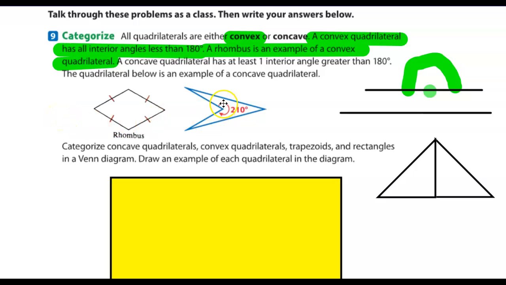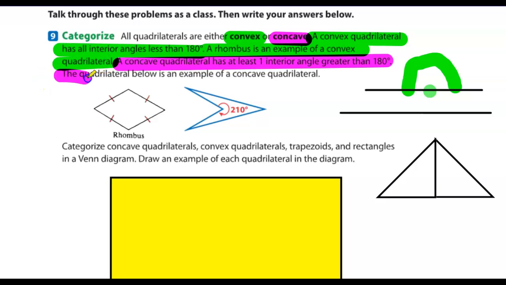Then this right here, what they are calling a concave, is greater than 180. Let's go back to this right here. And I'm going to highlight the word concave with a different color just because I can. And it says a concave quadrilateral has at least one interior angle greater than 180. The quadrilateral below is an example of a concave quadrilateral. So when we see this right here, this is greater than 180. So it goes from like 181 to 359.